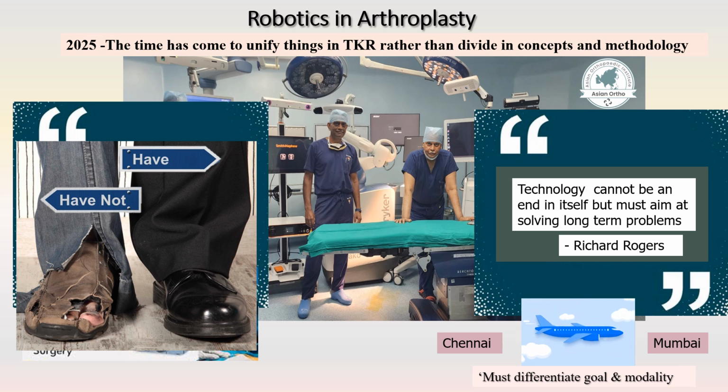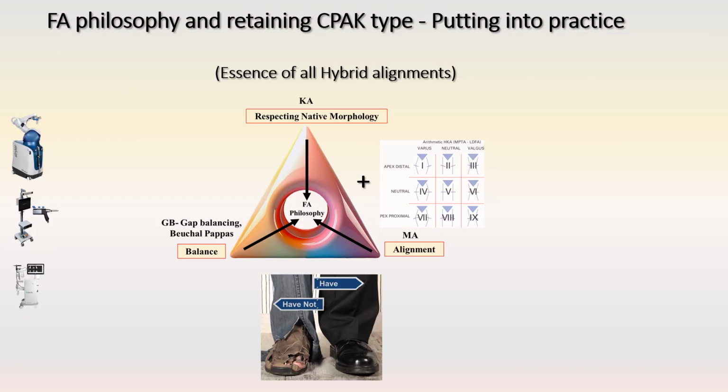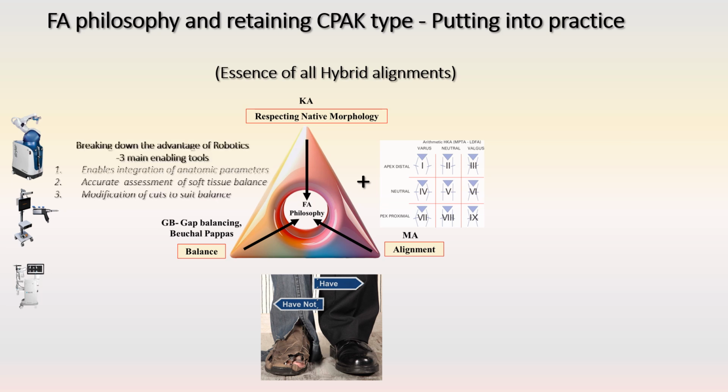So in 2025, the time has come to unify things in TKR rather than divide in concepts and methodology. With robotics, we can easily adopt an FA philosophy and retain the CPAK type in a very straightforward manner. However, if you look under the glamour and sheen of robotics, we find that robotics achieves this through three mechanisms. So if we break it down, the real advantage of robotics is that it has three main enabling tools.